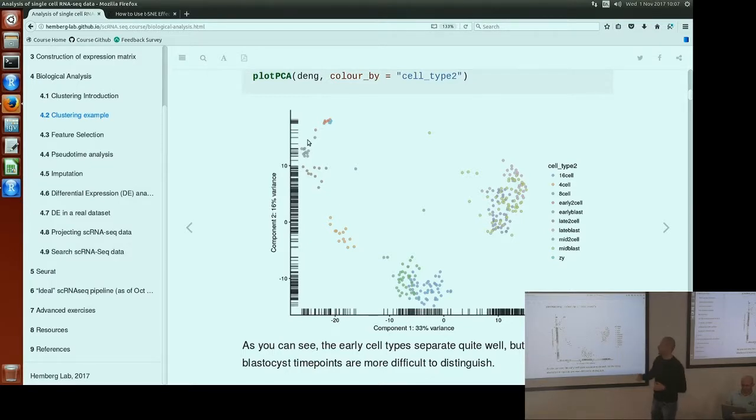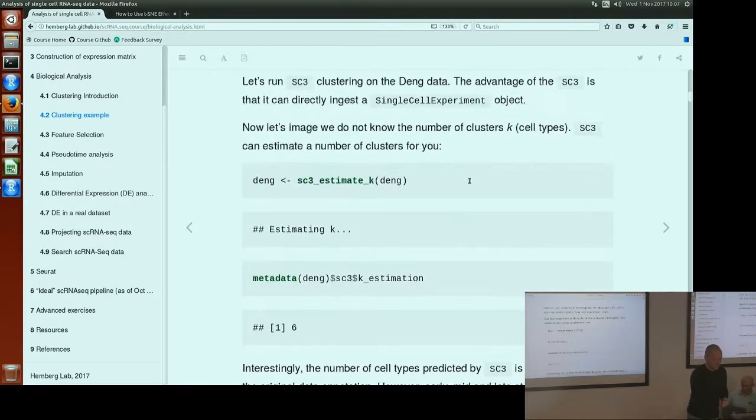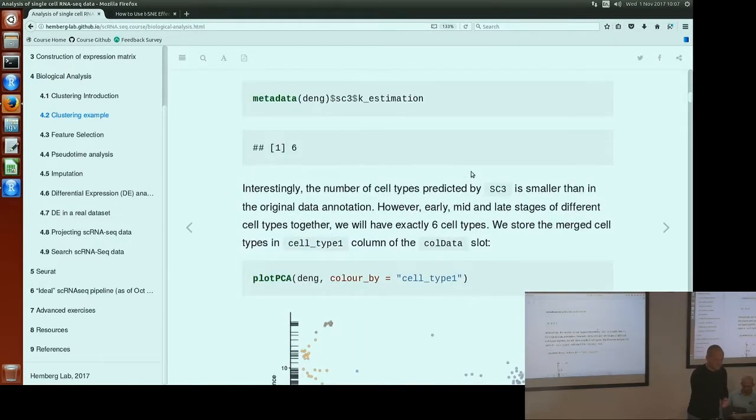SC3 finds 6, which, as I said, can make sense if you merge some of the cell types. So depending on how you define the cell types, your K can change.